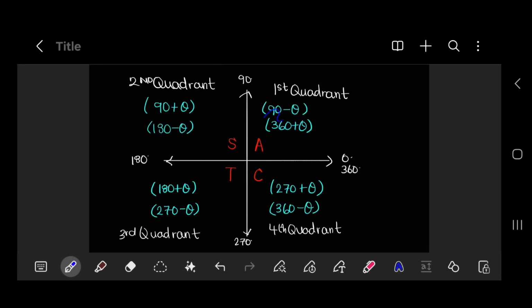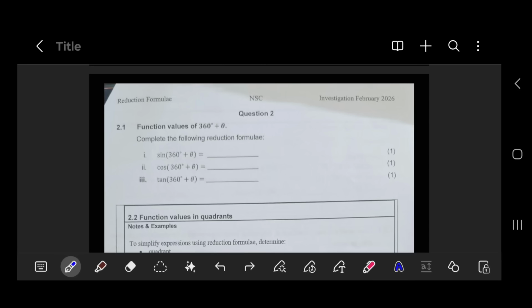Now, to focus on 2.1, we are specifically working with 360 plus theta. And what you guys notice is that we've got A in the first quadrant, meaning that all trig ratios are positive in the first quadrant. So where we have question 2.1, sine of 360 plus theta would be positive sine theta. Cos of 360 plus theta, positive cos theta, and tan of 360 plus theta, positive tan theta. So they asked us to complete the reduction formula, so we used our CAST diagram with the reduction formula on it.